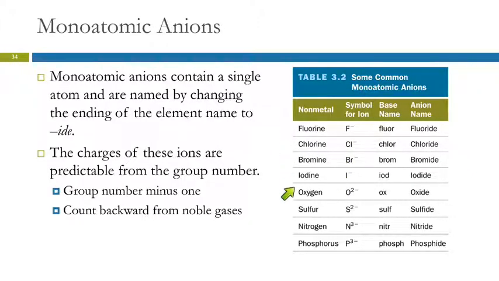And just like women traditionally change their last name when they get married, these nonmetals change the ending of their name when they become part of a compound. So fluorine changes her name to fluoride when she becomes an ion. Chlorine, chloride. Bromine, bromide. Phosphorus, phosphide. So that "ide" ending tells us it's a single atom ion. So the charges, you can do group number -1 or count backward from the noble gases.